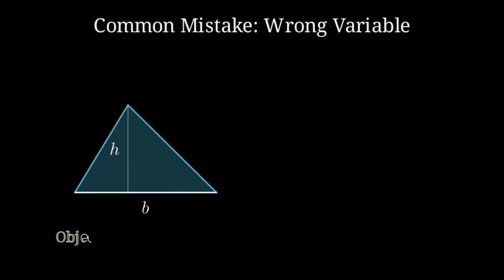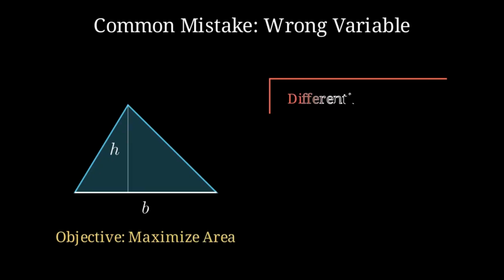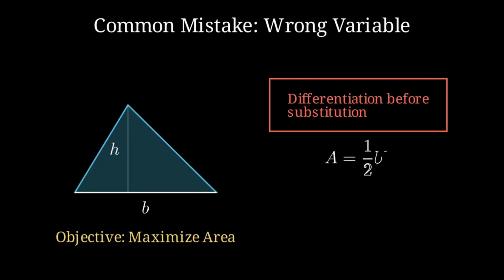A frequent mistake is trying to differentiate the objective function before it is reduced to a single variable. If you have both r and h in your equation, you cannot simply take the derivative with respect to r without accounting for how h changes.